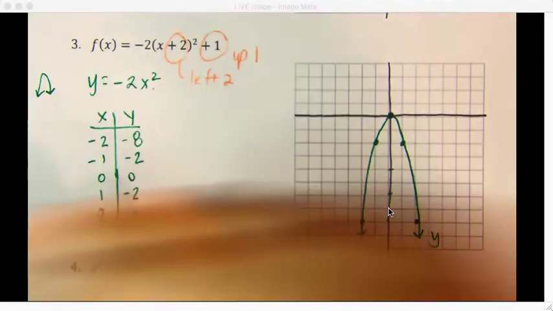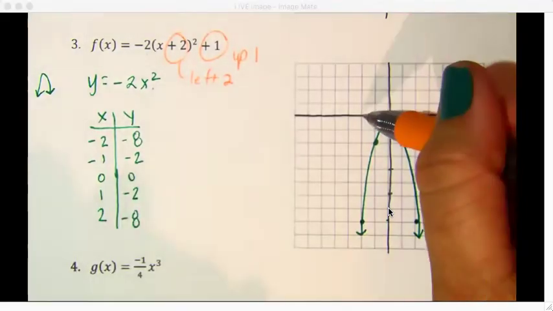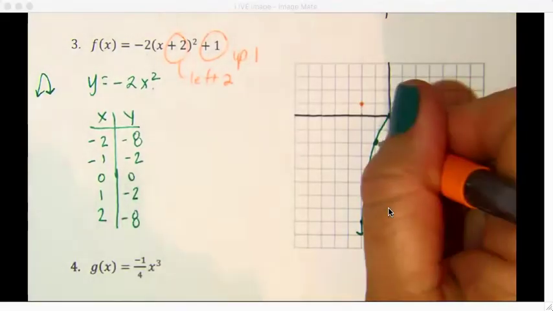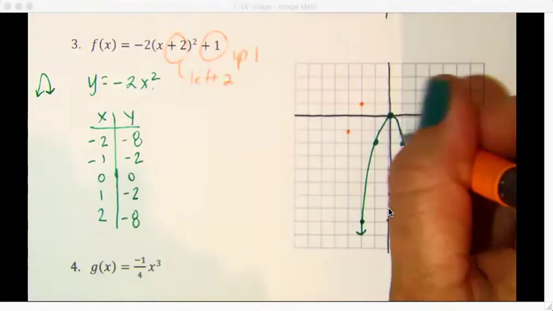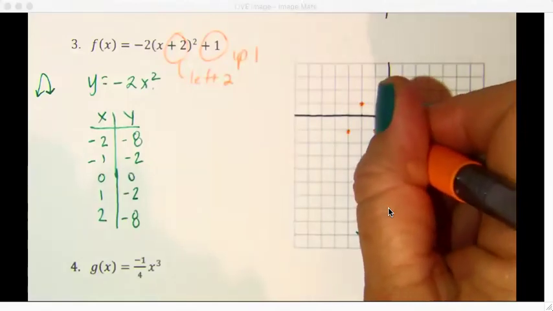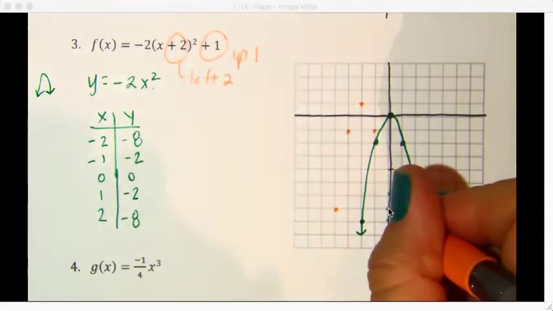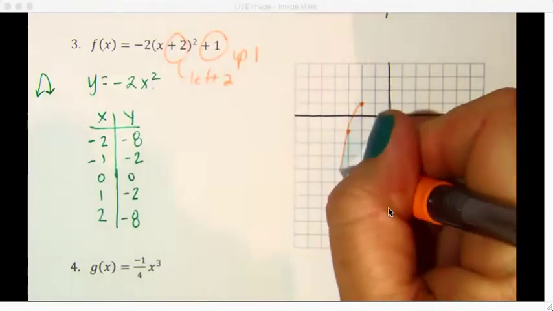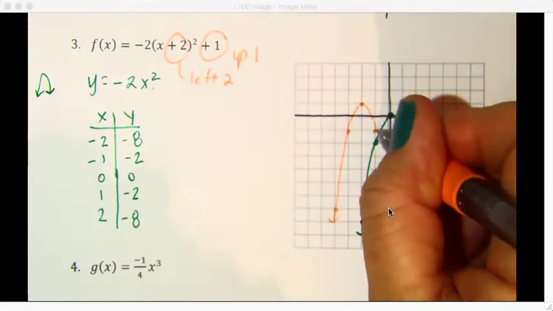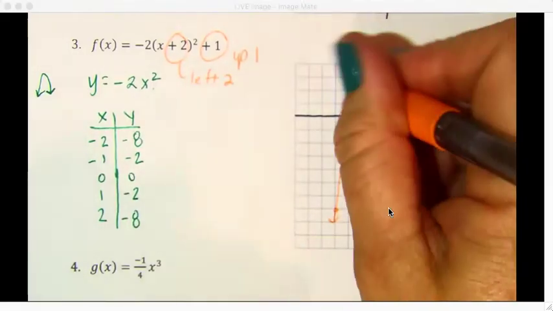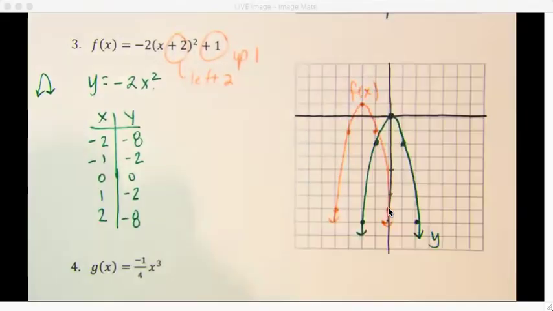And then we're going to shift everything left 2 and up 1. And that gives me my new function, and this is f of x.